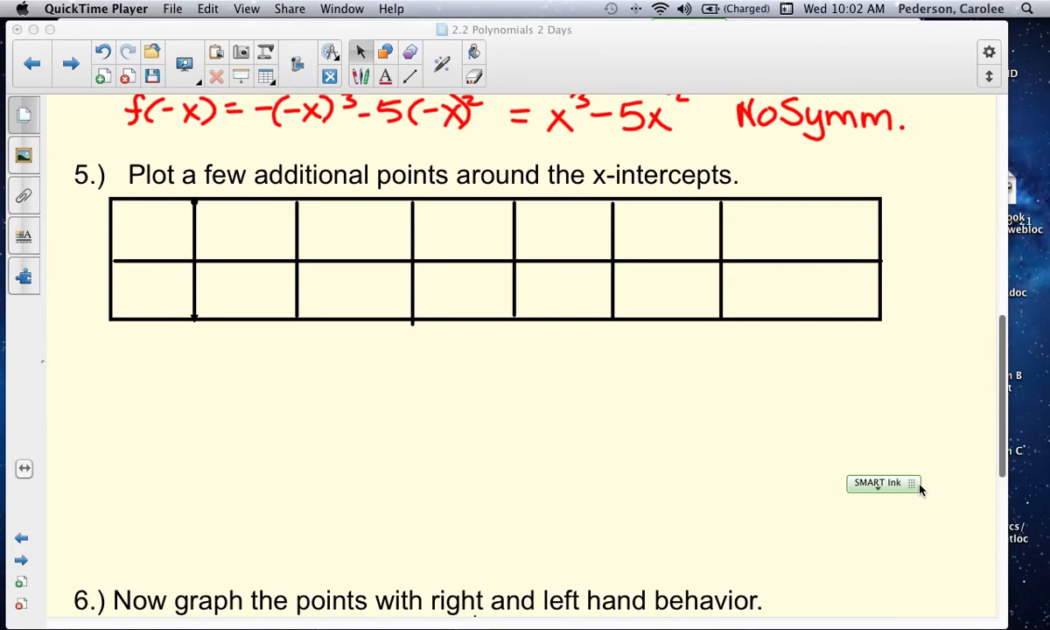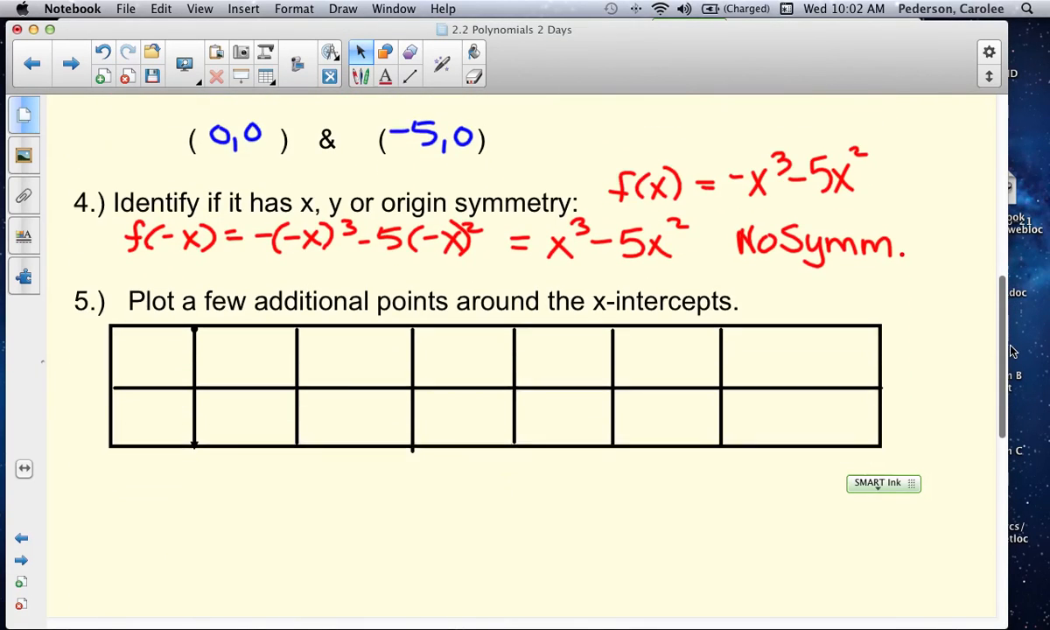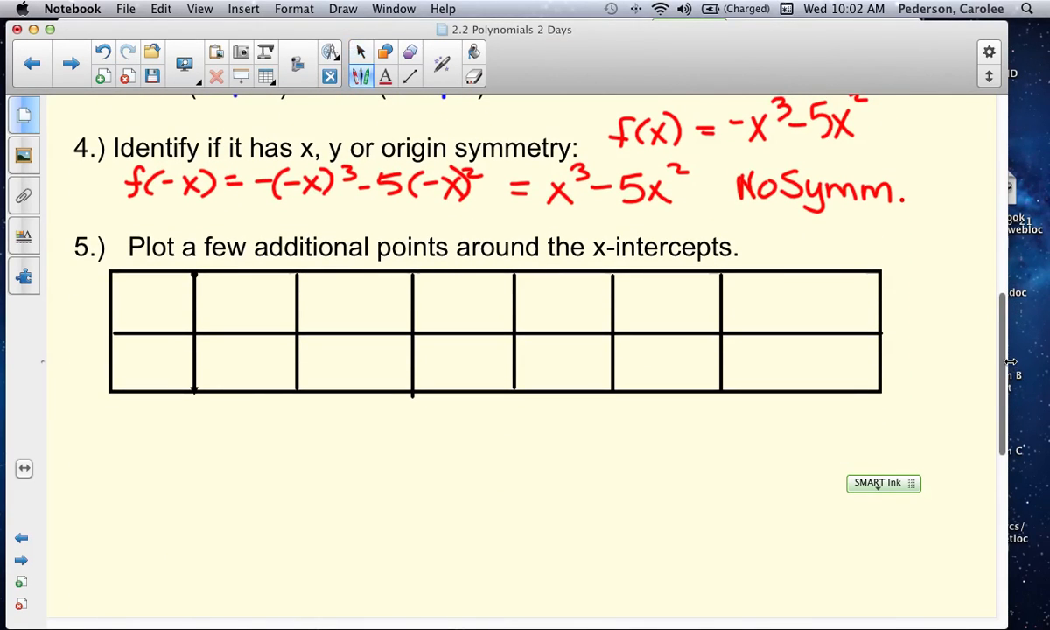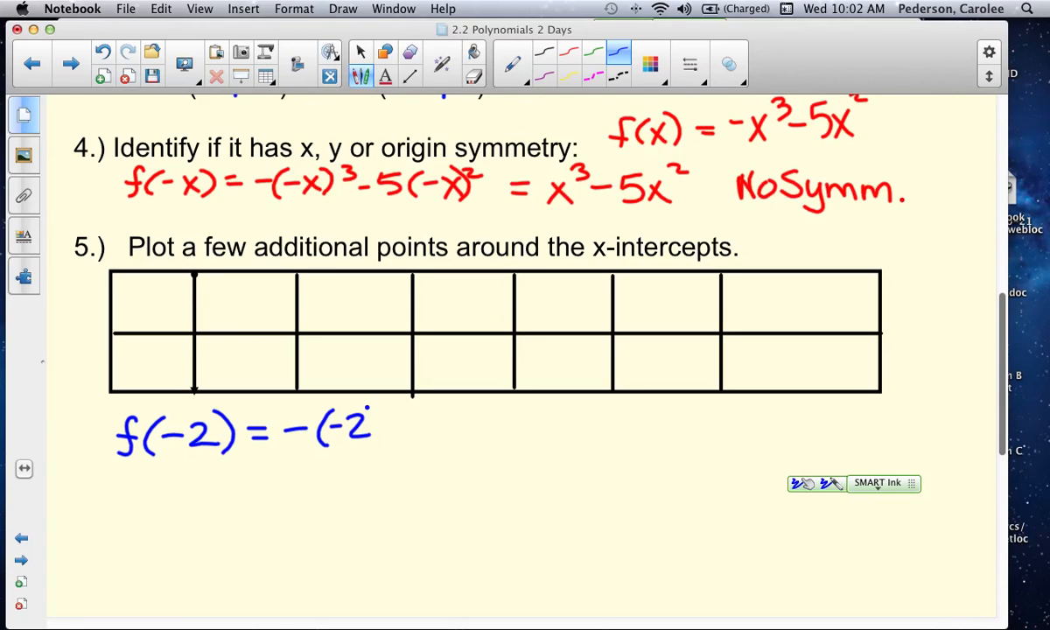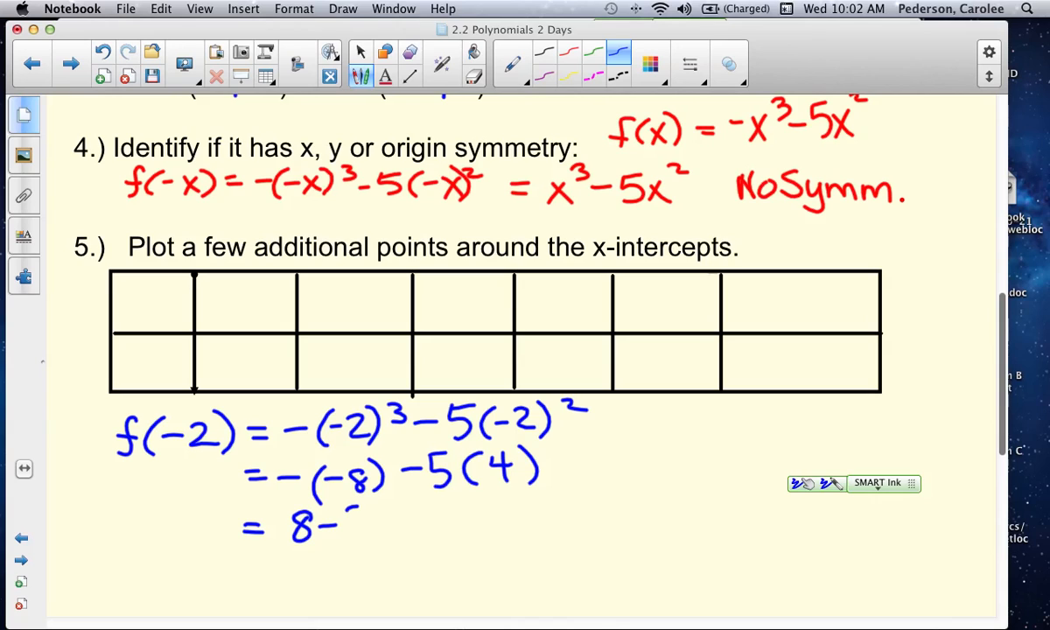I'll finish this problem, then we'll stop this recording. So there's my function. So I say f of negative 2. So I have negative, and then negative 2 cubed minus 5 times negative 2 squared. And then we simplify. Negative 2 times negative 2 times negative 2 is negative 8. Negative 2 times negative 2 is 4. And then multiply. Negative negative turns out to a positive 8. And then negative 20. So we get negative 12.